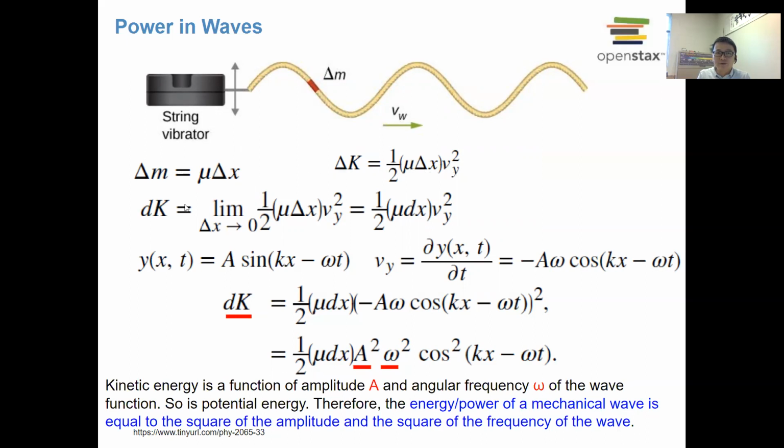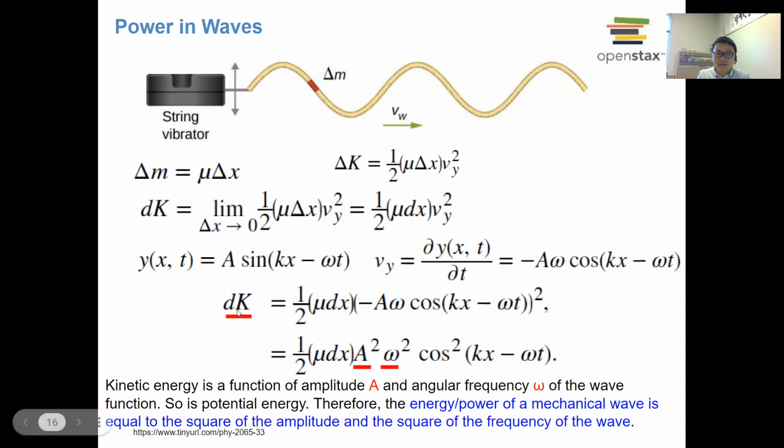In derivative form, you take the limit of delta x going to 0, so that becomes dx. dK equals 1/2 mu dx times vy squared. Now, y is a function, let's take a sine function, so then vy will be a cosine function. So dK equals 1/2 the mass times the velocity squared. At the end, that portion of the string carries an energy of 1/2 mu dx a squared omega squared cosine squared of the function kx minus omega t.